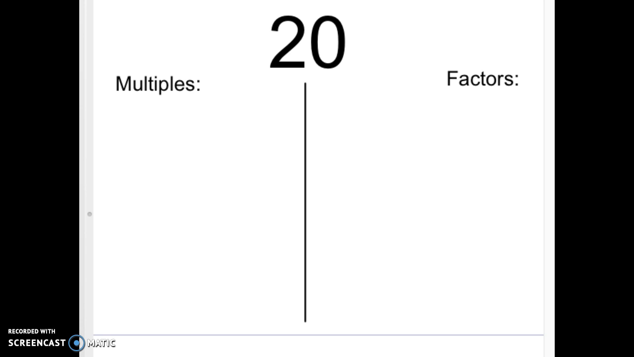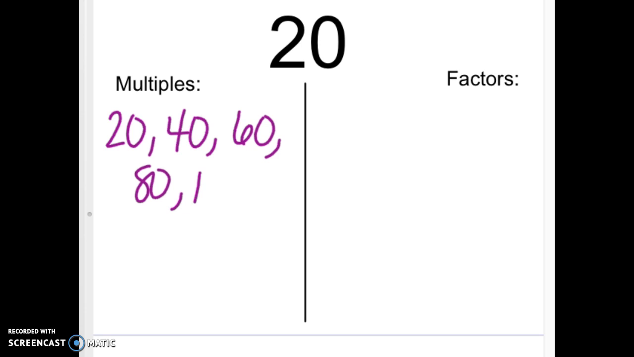We'll do one more example. 20. Multiples of 20 are when you count by 20s. 20, 40, 60, 80, 100, and I could keep on going. Factors are numbers that multiply to get 20.